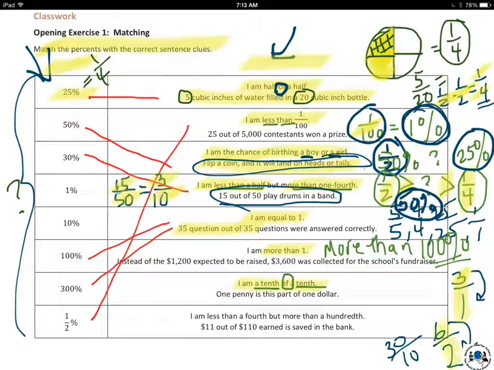It could be 6 over 2. It could be 30 over 10. It's just that relationship between the numerator and the denominator. If it's 300%, the numerator needs to be 3 times as big as the denominator. Okay? All right, the next one says I am 1/10 of a tenth.